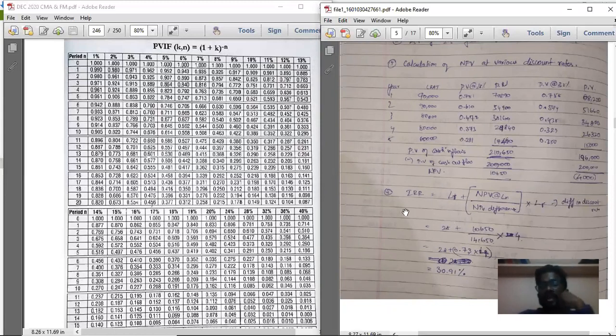Below that, point number 4, take down the formula. IRR, that is internal rate of return, is equal to LR, small r, which is the lower rate. Here the lower rate is 28%, since between 32 and 28, 28 is the lower. So LR plus, open a bracket, NPV at the lower rate divided by the NPV difference, that is NPV at lower rate minus NPV at higher rate, into the difference between the rates.